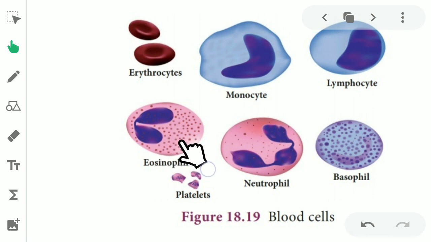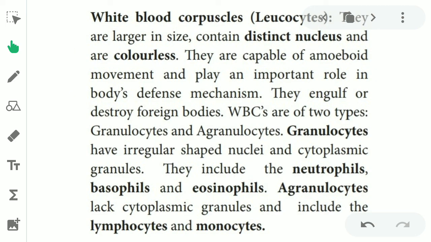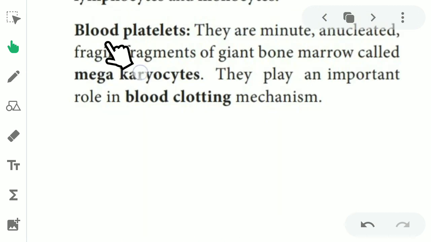Where granules are present, they are granulocytes: eosinophil, neutrophil, basophil. Where granules are absent, they are agranulocytes: monocytes and lymphocytes. Next, platelets. Platelets are minute, agranulated, fragile fragments of giant bone marrow cells called megakaryocytes. They play an important role in the blood clotting mechanism.